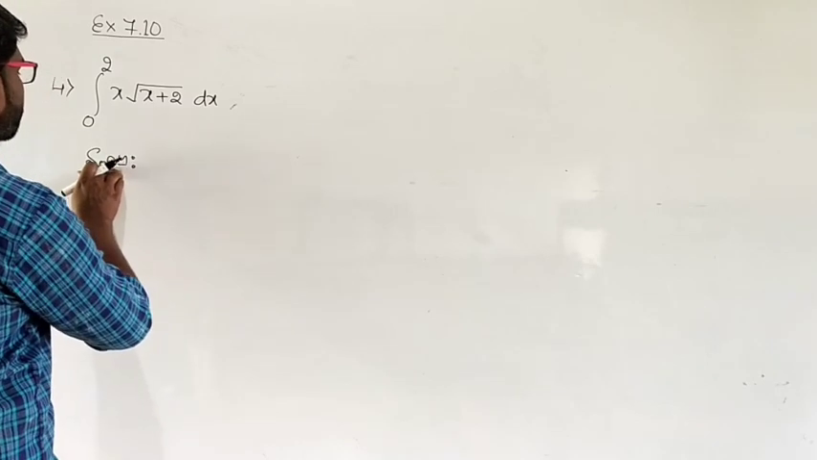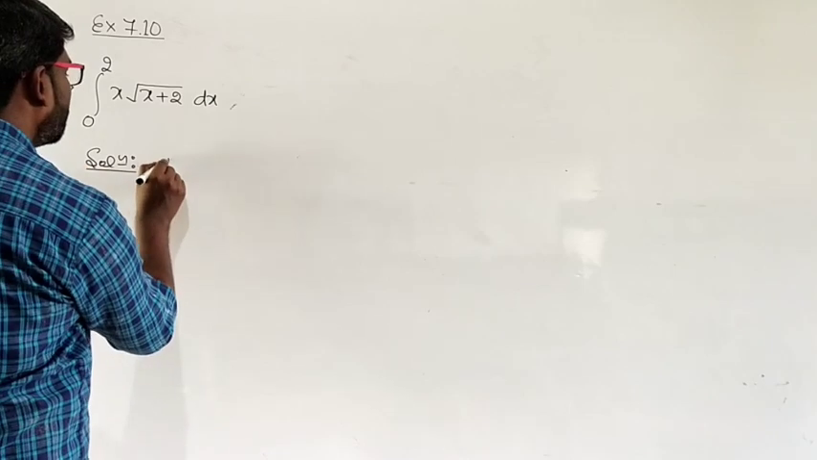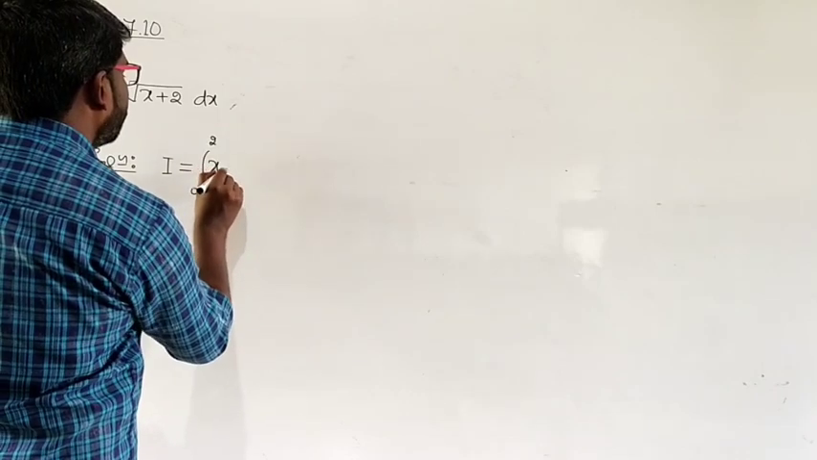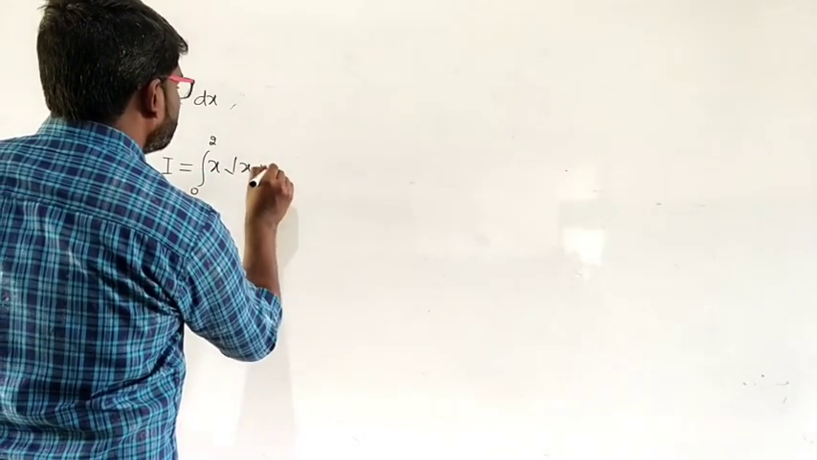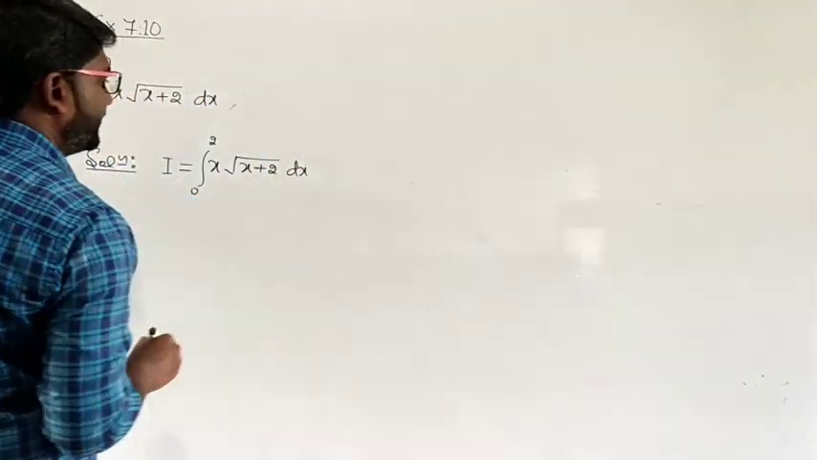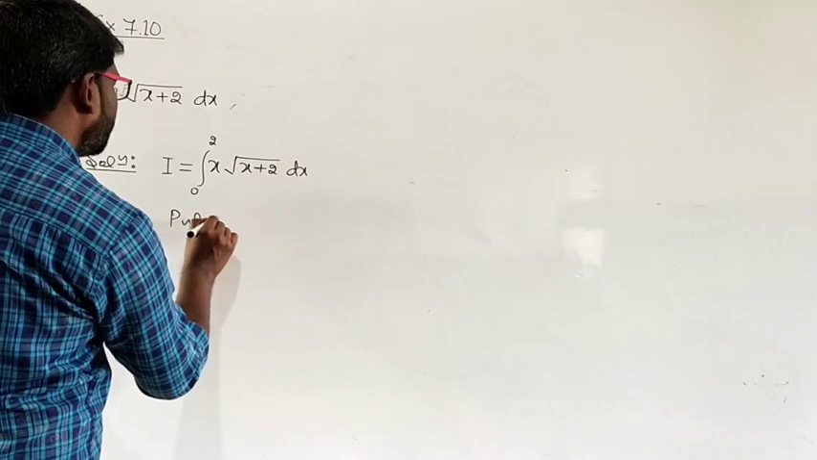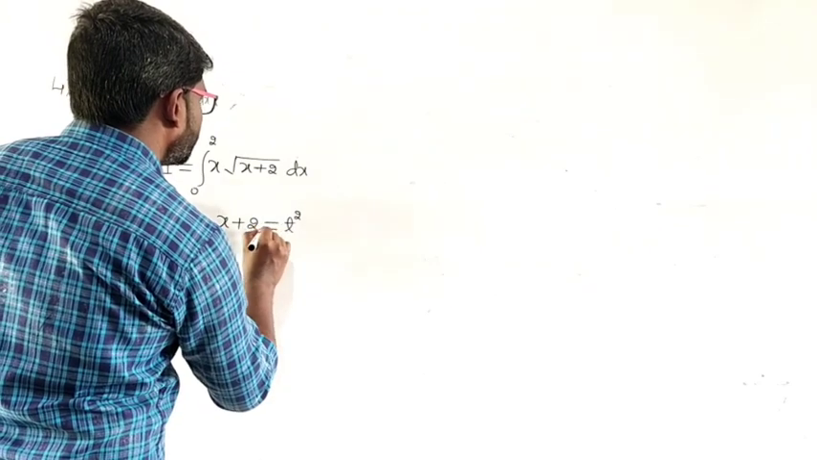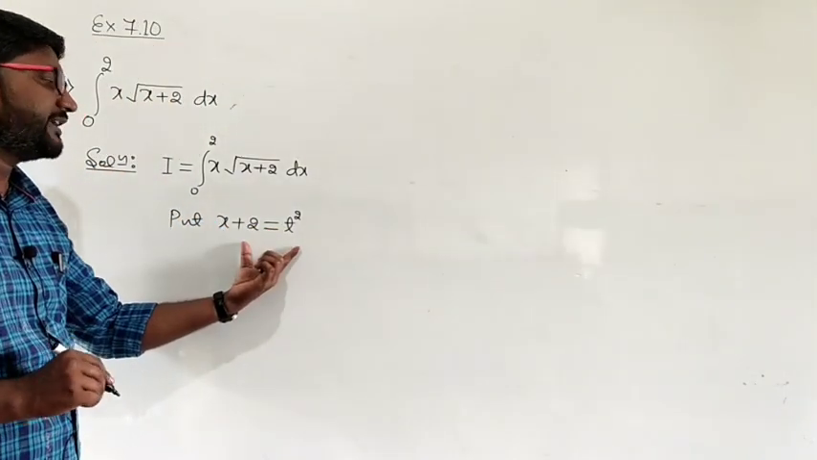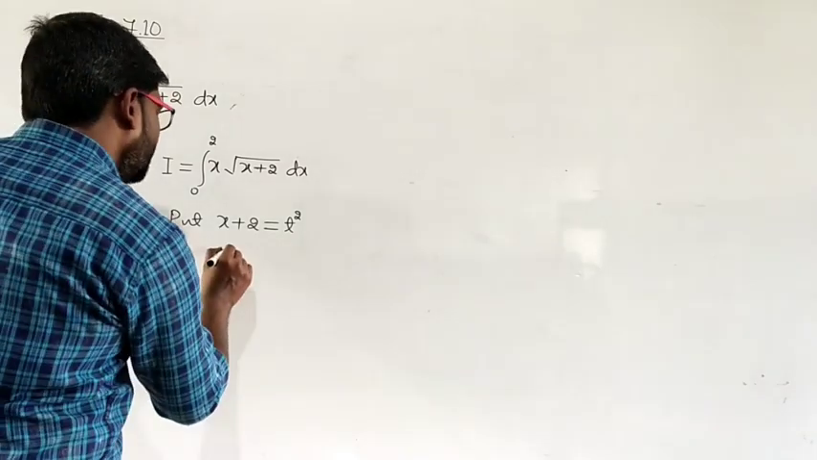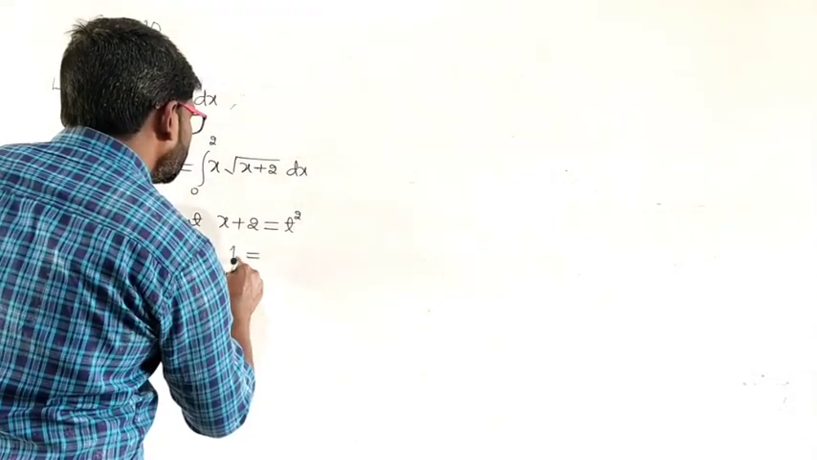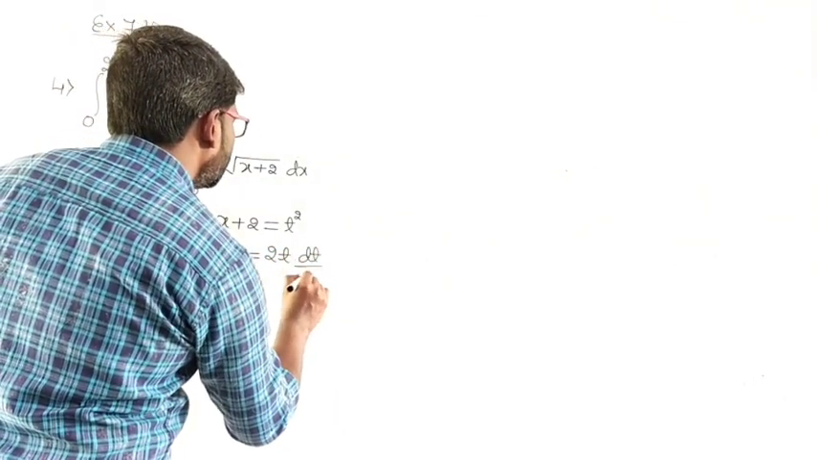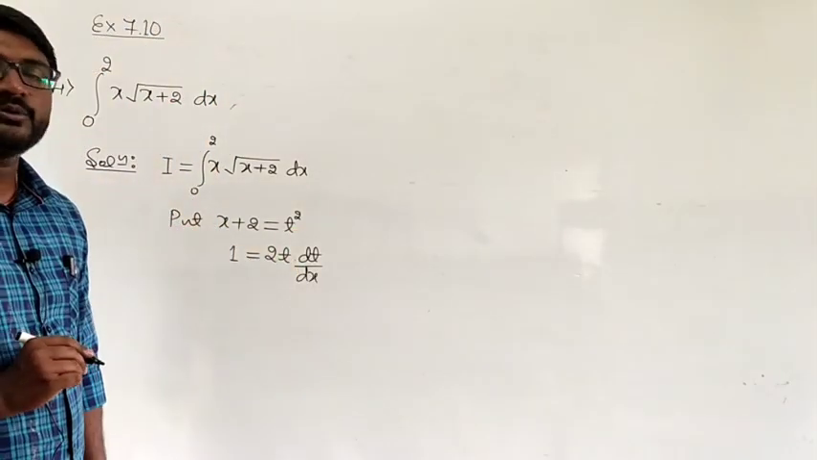I will be taking this as I, which is equal to integral 0 to 2 x into square root of x plus 2 dx. Now put x plus 2 equal to t square. Now differentiate both sides with respect to x. So we get 1 equals 2t into dt by dx.